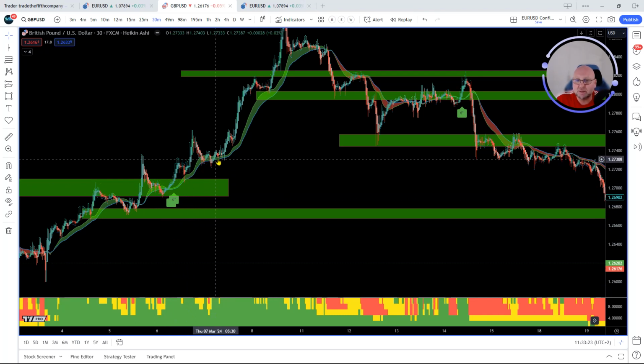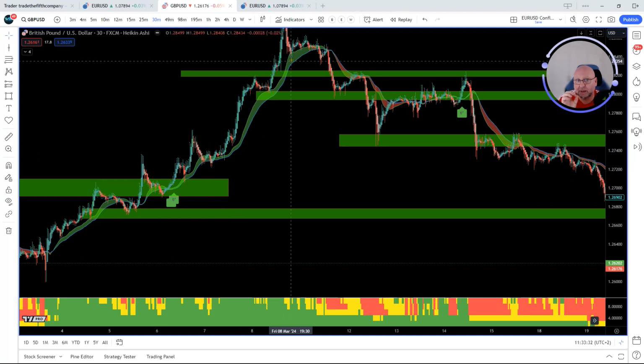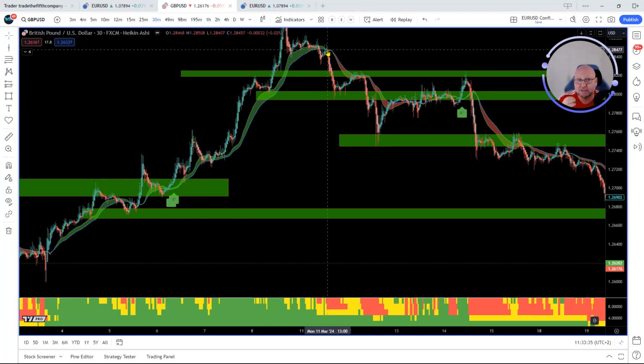Now you see the ribbon here and there's little dots above, and I'm going to go into it. I'm going to put a link in the description below about the manager. The expert manager keeps us in this trade on these pullbacks all the way to this point here.